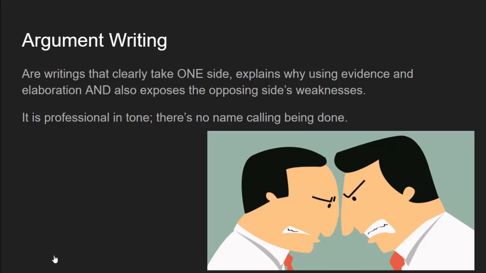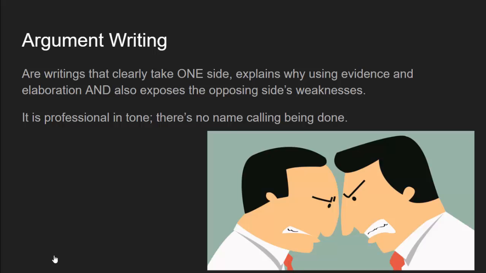Okay, so all writings are going to take one side. They're going to explain using evidence why, and you are going to elaborate on this. Okay, go a little bit more in depth, analyze it. Then you're going to explain the opposing sides' issues and their weaknesses. That's a bit more than you've probably had to do before in the past.